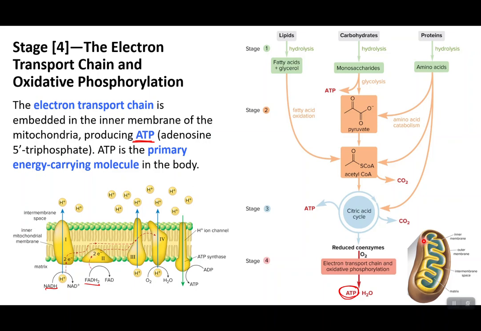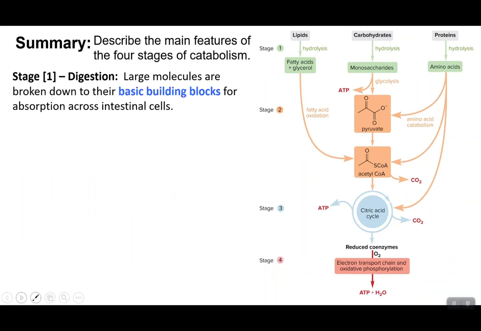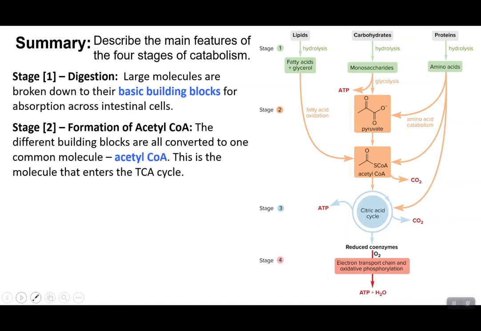Okay. So let's summarize. We're going to describe just the main features of the 4 stages of catabolism. And here we're focusing on the products of each stage because one will feed into the other. So in stage 1, that's digestion. Again, the point of this is to take large molecules and break them down to their basic building blocks. That's fatty acids, monosaccharides, and amino acids. In stage 2, the point of it is to form acetyl-CoA, meaning that each one of those basic building blocks is going to be converted into acetyl-CoA.